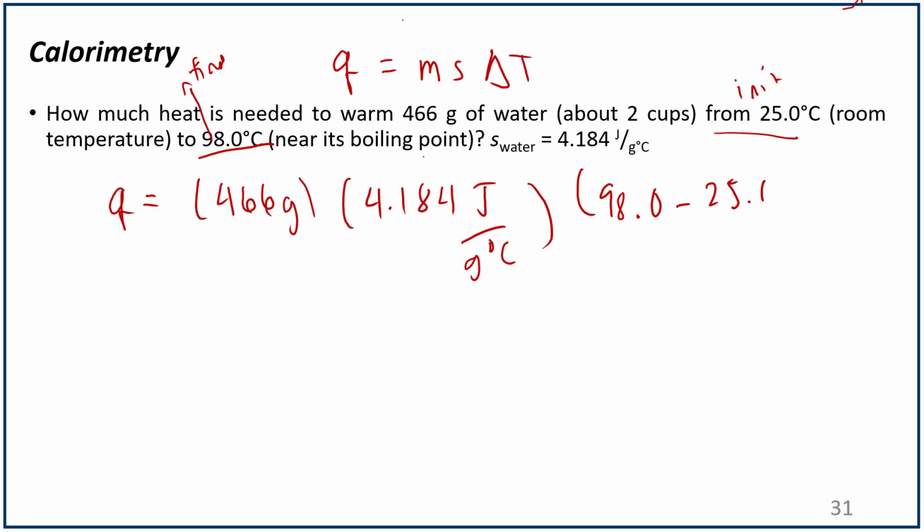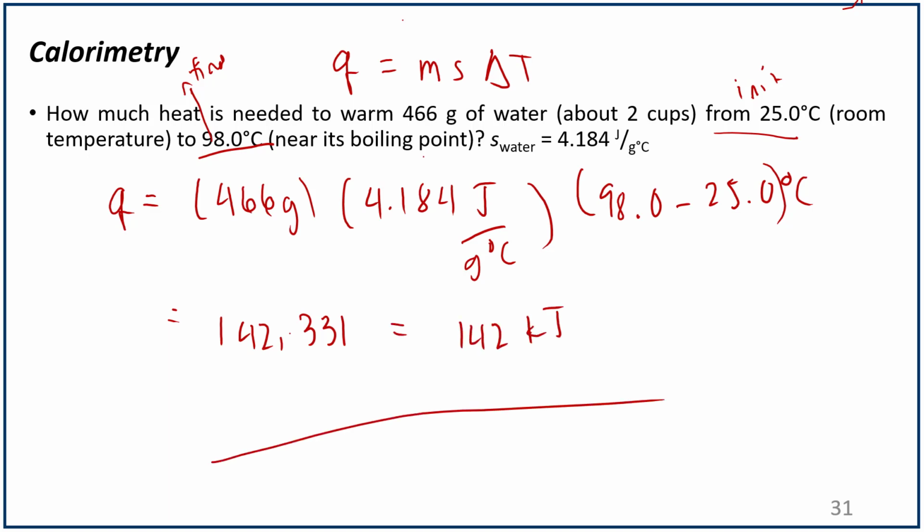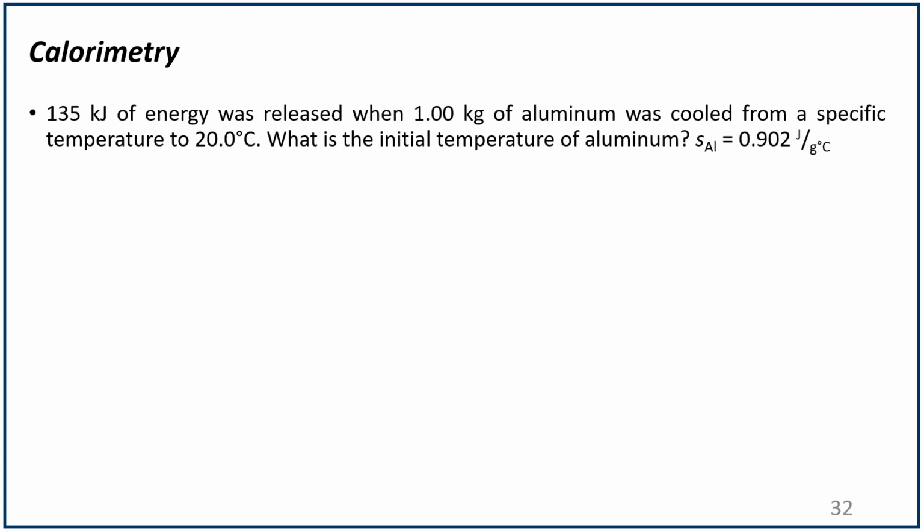minus 25 degrees Celsius. And if you do the math, you will get 142,331, which is equal to 142 kilojoules. That's basically the answer for that one. And then for the next one, we're now asked for the initial temperature, and we're given the following information.